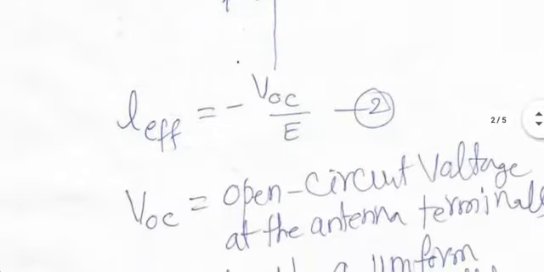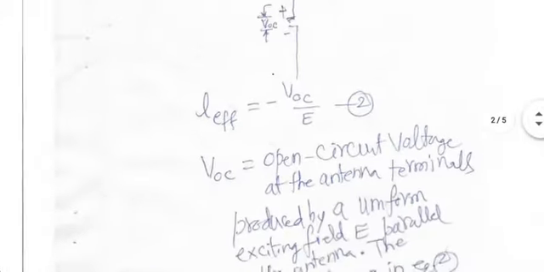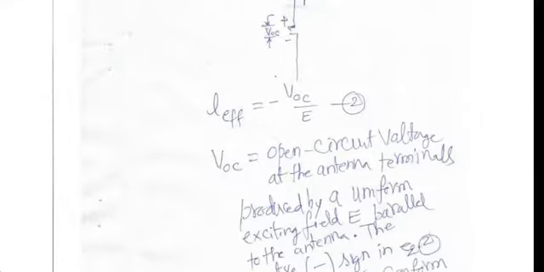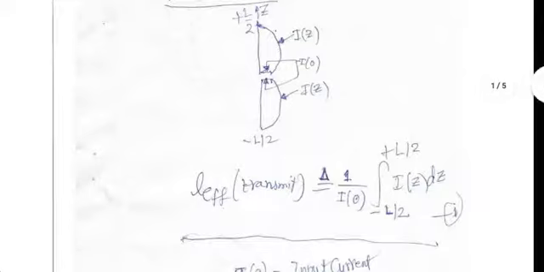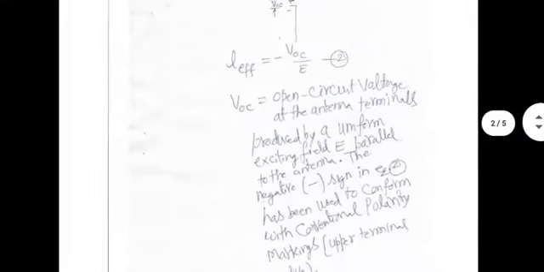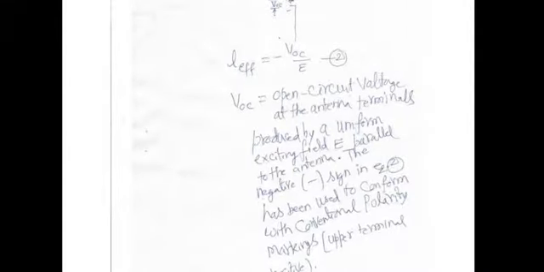And it has been shown that the definitions of L effective given by equation 2 and equation 1 are identical to each other. There is a principle of equivalence. The same antenna used in transmit mode will have the same effective length as it will have in the receive mode. I'm not proving it, but these two definitions, 1 and 2, are identical to each other. It can be shown. Only thing is, depending on the application nature of the antenna, we use a different method of calculating effective length.